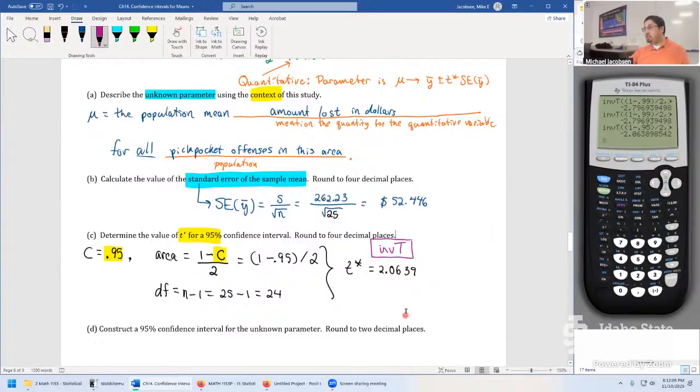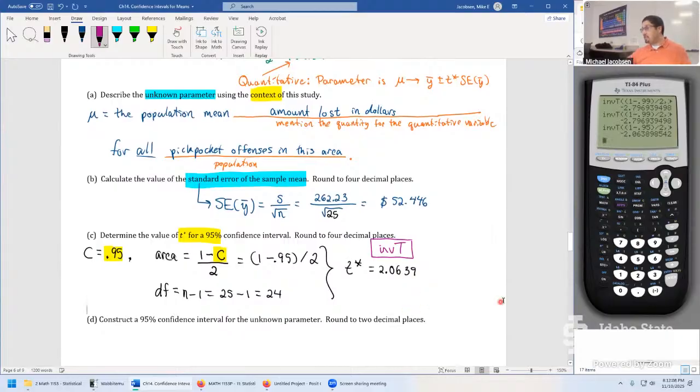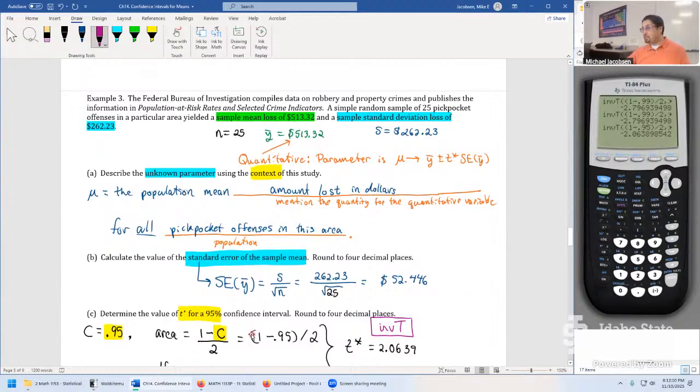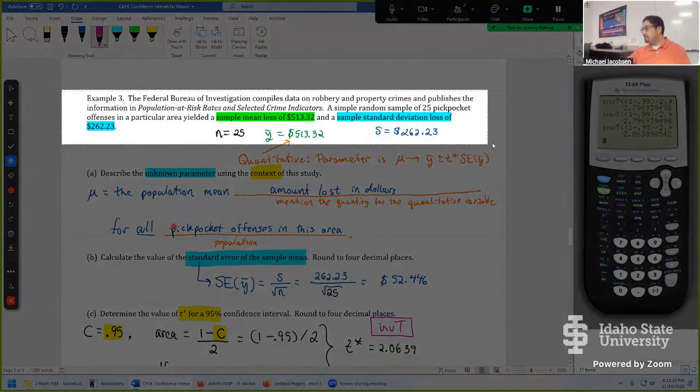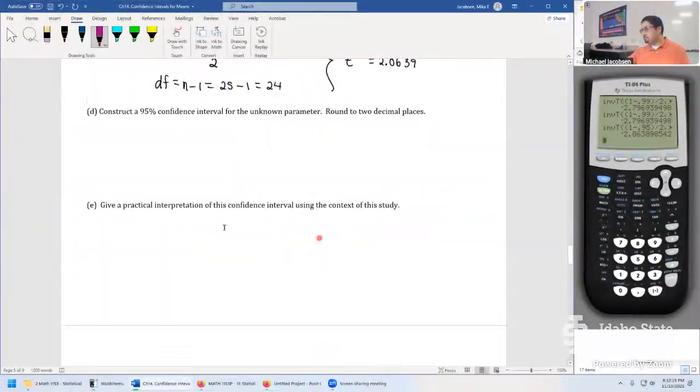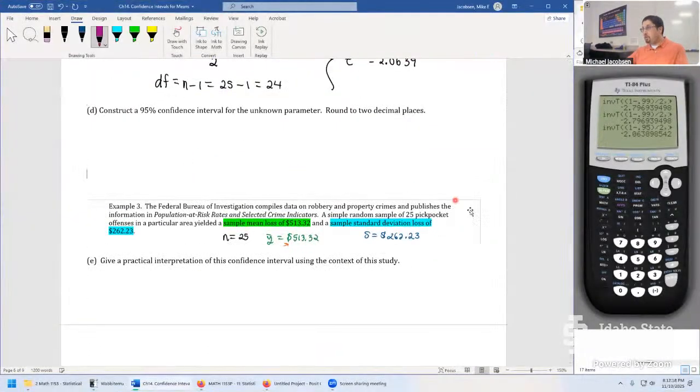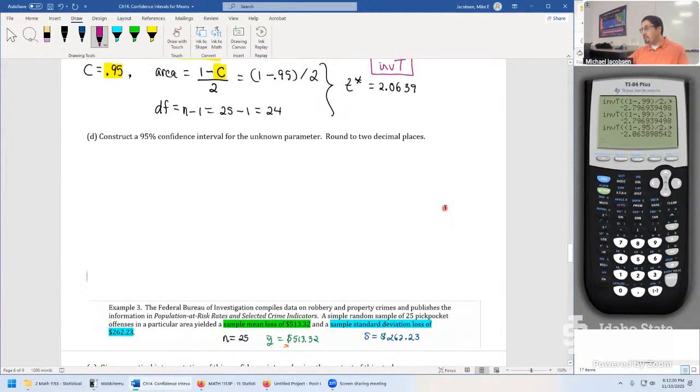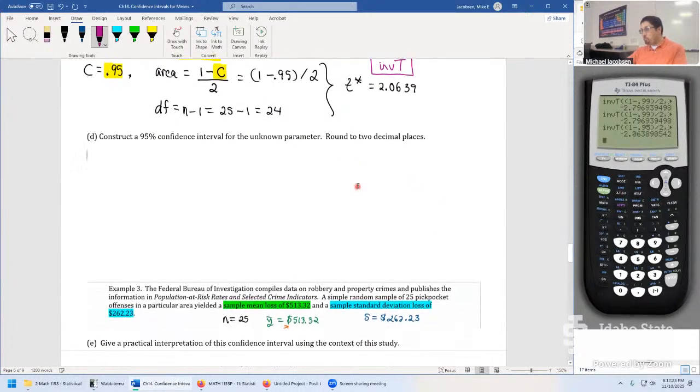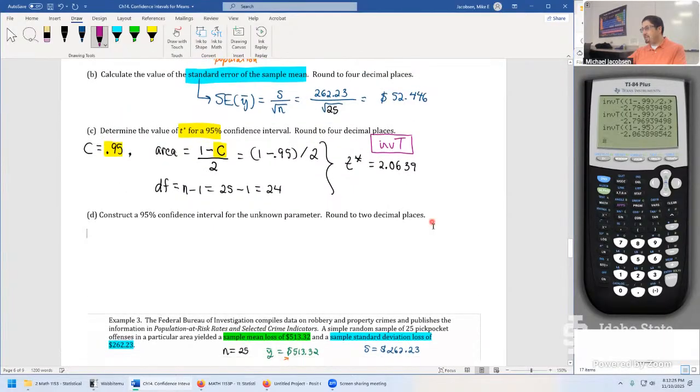The rest of it is just putting your statistics and information back together in the procedure. So let me take a quick screenshot of the statistics. For part D, when it says construct a 95% confidence interval, this is about where we'd be looking once I scroll to the right place. So just write down first the whole procedure. It's going to be y bar plus or minus t star times standard error of y bar.